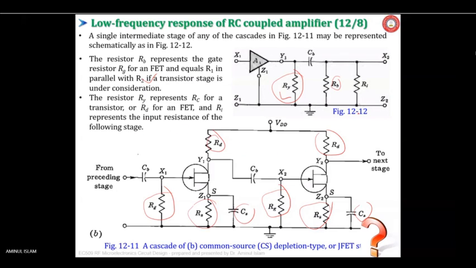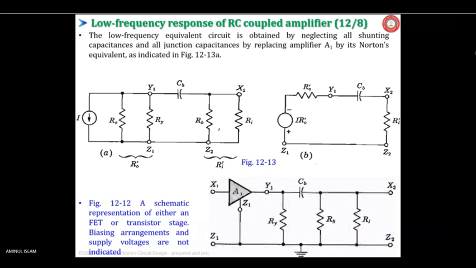And RI represents the input resistance of the following stage. We have already studied what the input resistance and output resistance of an amplifier are. Input resistance of the following stage. Suppose this is the next stage, so its input resistance is indicated in this diagram 12. The low frequency equivalent circuit is obtained by neglecting all shunting capacitances and all junction capacitances, and by replacing amplifier A1 by its Norton representation or equivalent.